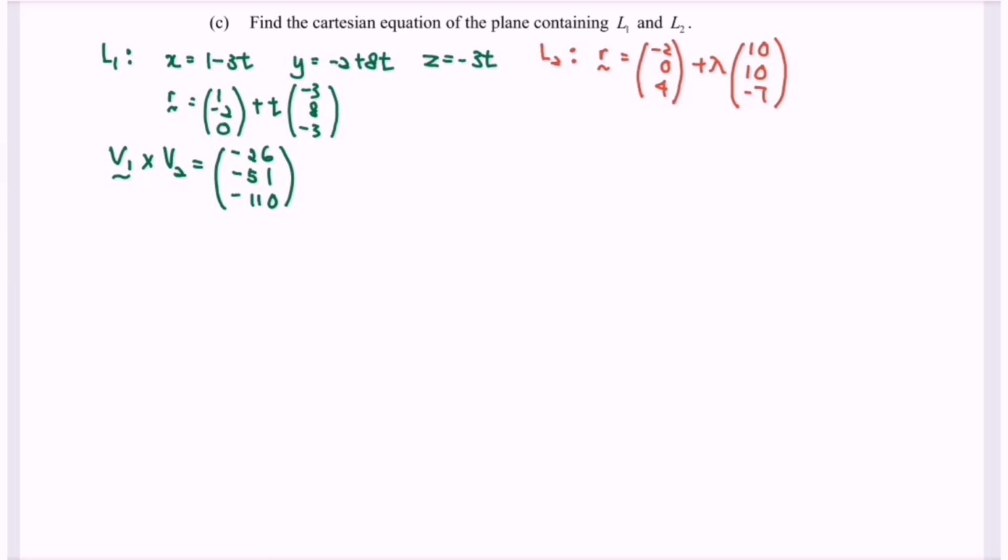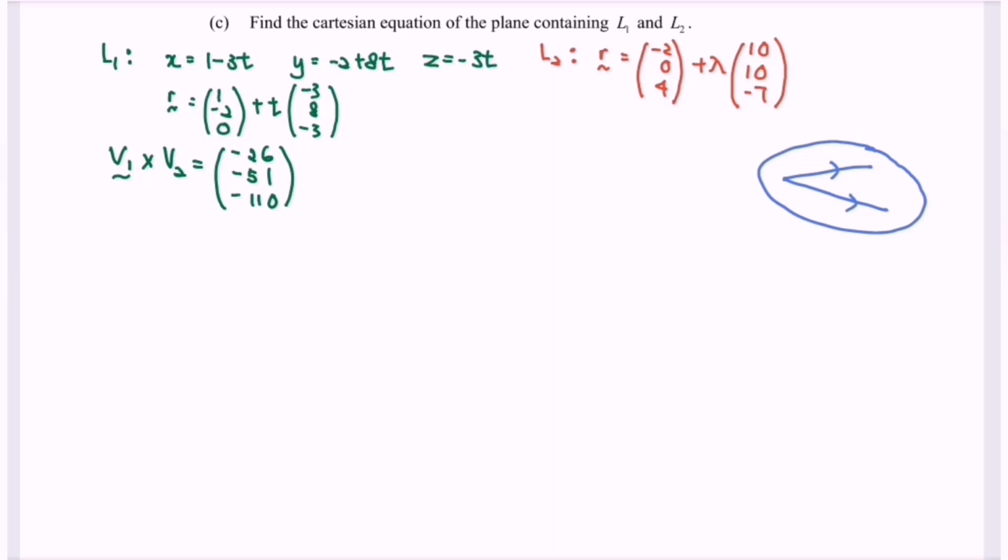Next, kindly refer to part C. Find the Cartesian equation of the plane containing L1 and L2. So kindly reimagine the situation. Here we have the plane, and we have L1 and L2. As we all know, for L1 we have the direction and also the point. The same goes for L2.